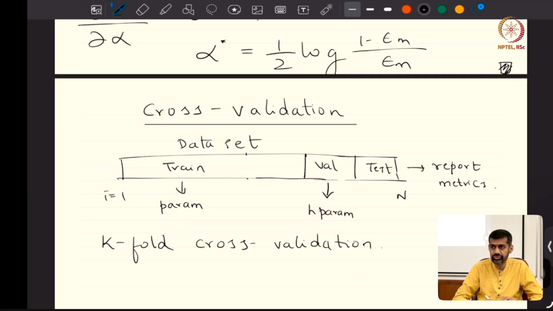Yes, you have to train. See, this is independent of ensembling. If you are doing an ensemble, you will have to do an ensemble on each fold separately.